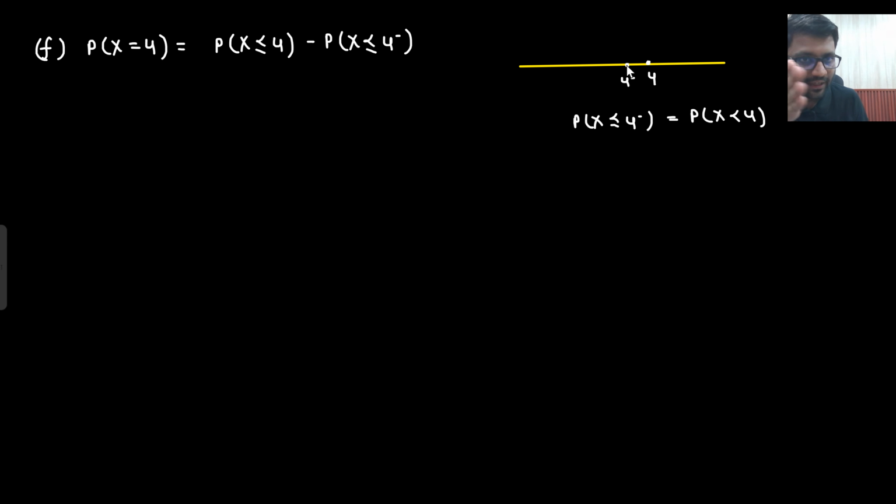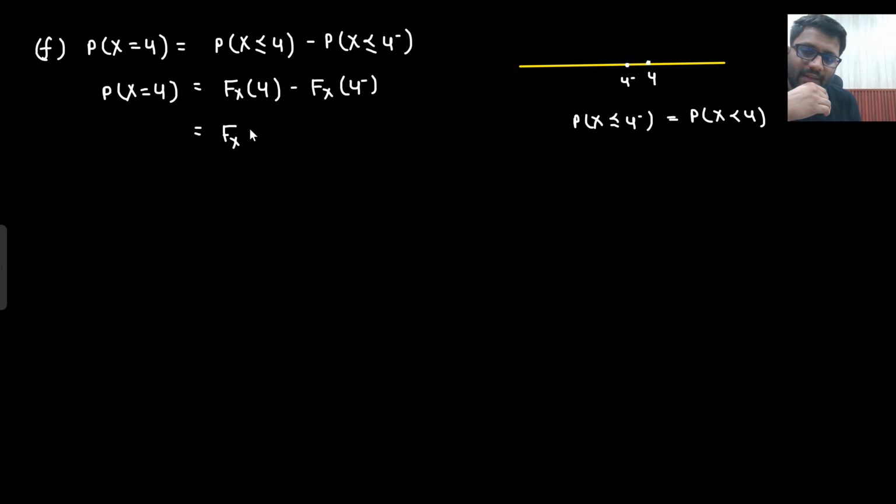Yes, x less than 4 or x less than equals to 4 minus. That means including the 4, everything. That means excluding 4, everything. Is that clear to you? Is this statement clear to you? Surely it is clear to you. So it could be written as Fx of 4 minus Fx of 4 minus. Right? Or it could be written as Fx of 4 plus, because Fx of 4 is equal to Fx of 4 plus, Fx of 4 minus. So this is your probability at a point.